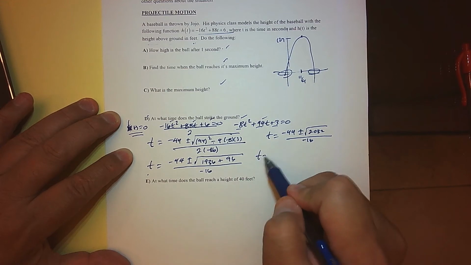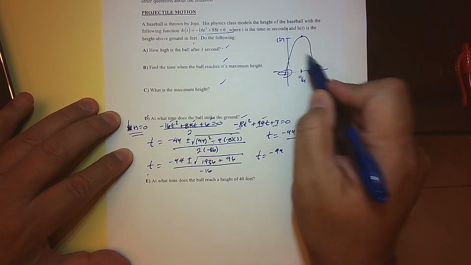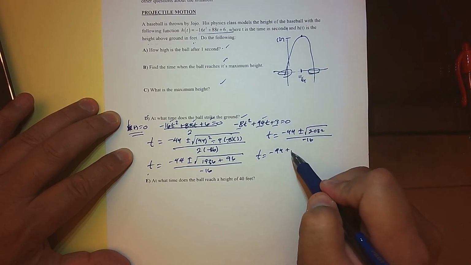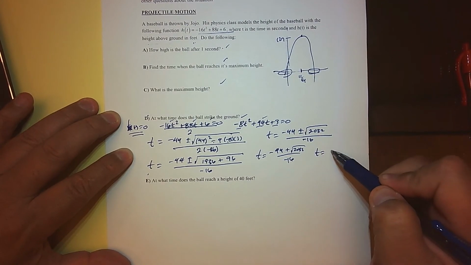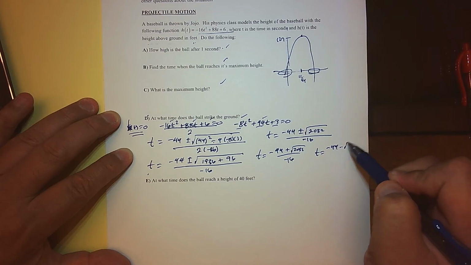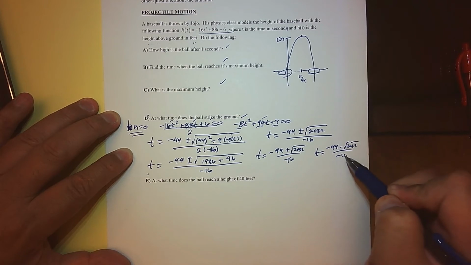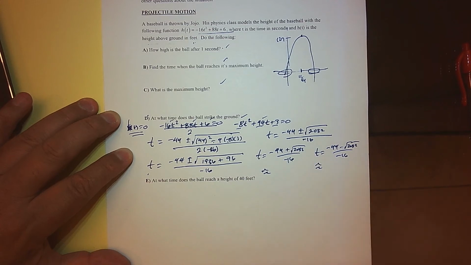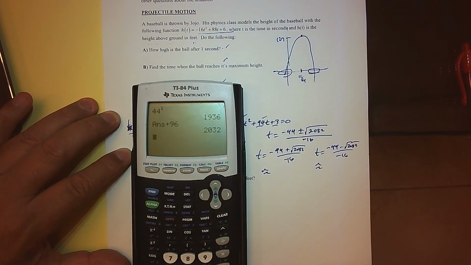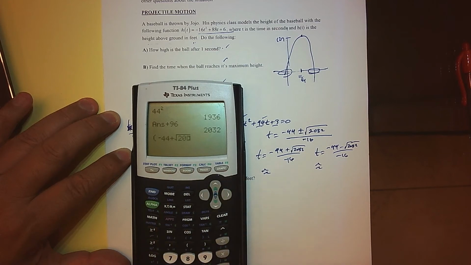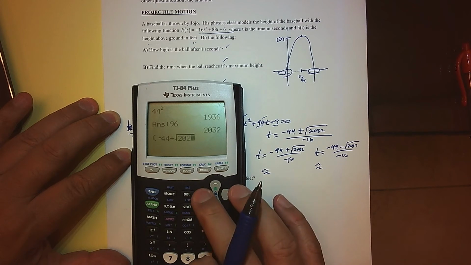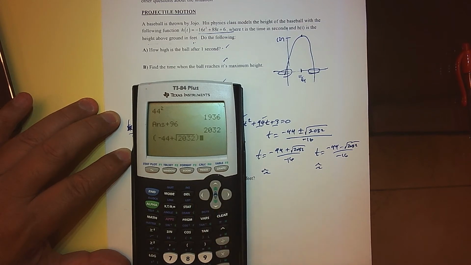So we'd have two potential answers, which doesn't surprise us, right? A parabola would have 2 intercepts. So these are the 2 intercepts that we're going to be considering. And so now we'll turn to our calculator to get an estimate of where these are at. So again, busting out the calculator, I'm going to put the top in parentheses. We've got negative 44, and then we're going to add the square root of 2032. Oops, wrong way. Close those parentheses and then divide this by negative 16.